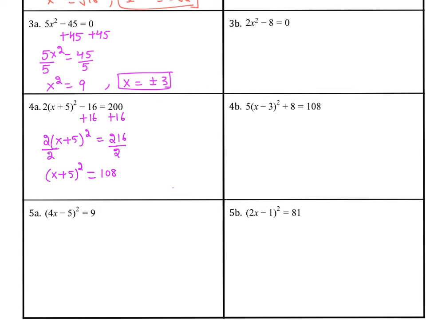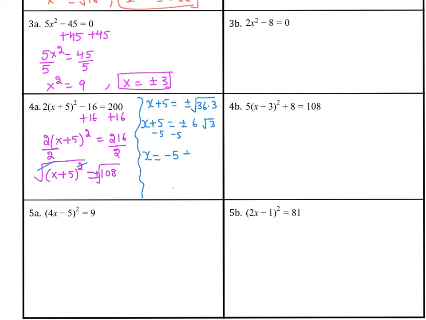Now when you square root on both sides, you get the square root of 108, plus or minus. On this side, the square and square root cancel, so you get x plus 5 equals plus or minus the square root of 108. Break the 108 into two parts, 36 times 3. x plus 5 equals plus or minus 6 square root 3, and then you're going to subtract 5 on both sides. x equals minus 5 plus or minus 6 square root 3.